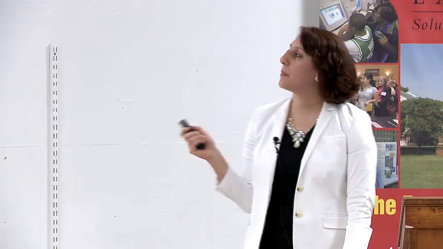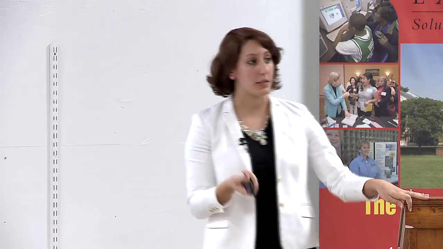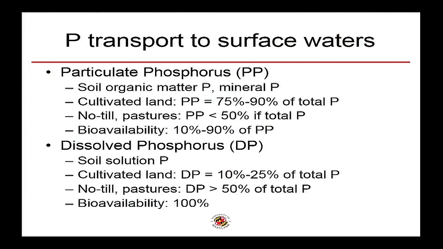It's important to note, the point I'm driving home here is that depending on what the transport pathway is in your individual field, you've got to select the management that is appropriate for the loss that you're seeing. Okay, so again, there are these two types: the particulate phosphorus and the dissolved phosphorus. And the quantity that you see is going to depend on your specific field conditions.